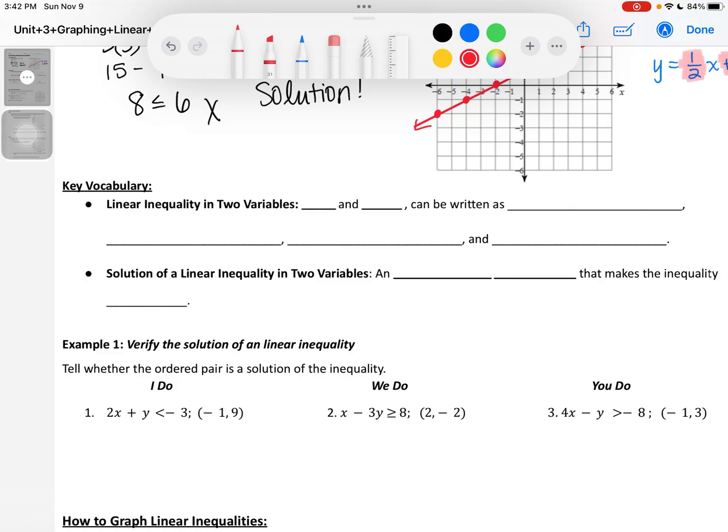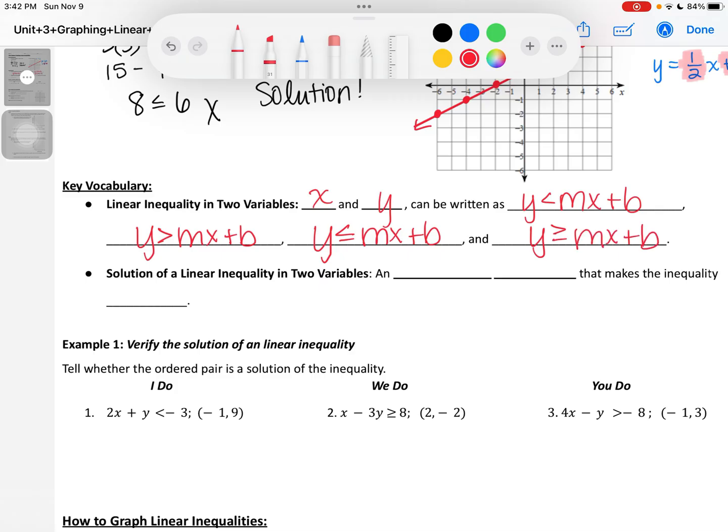Okay, so we're going to go through some key vocabulary. Linear inequalities in 2 variables, so x and y, can be written as y is less than mx plus b, y is greater than mx plus b, and then we have the equal to's as well: less than or equal to and greater than or equal to. A solution of a linear inequality in 2 variables is an ordered pair that makes the inequality true.